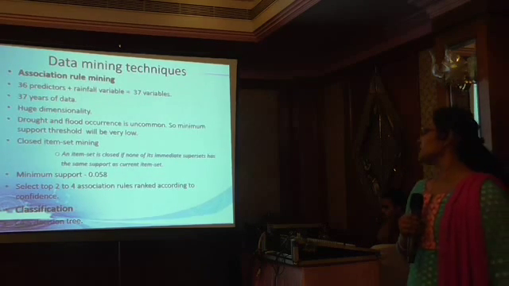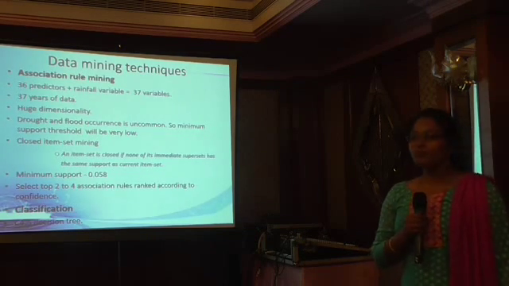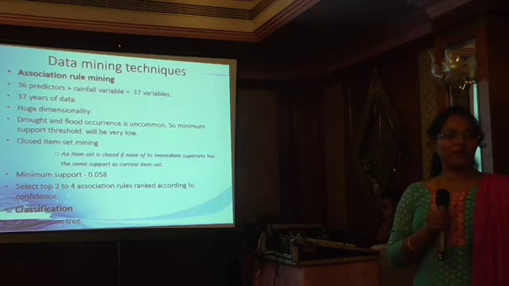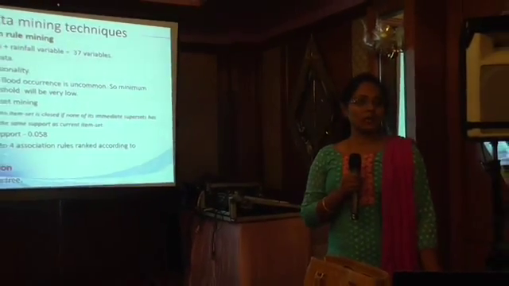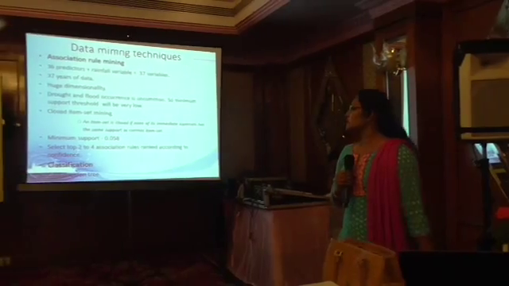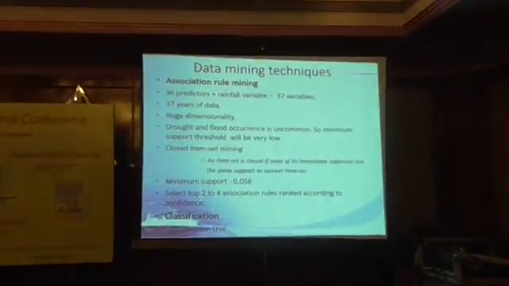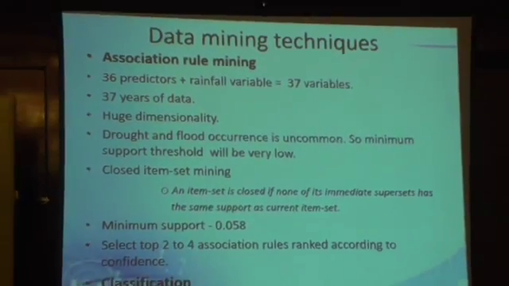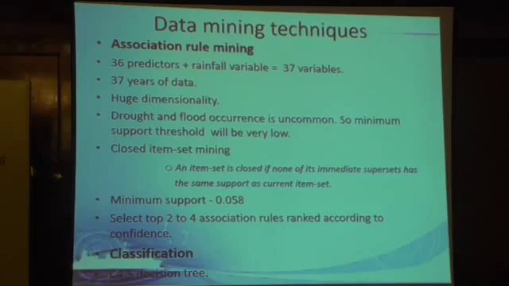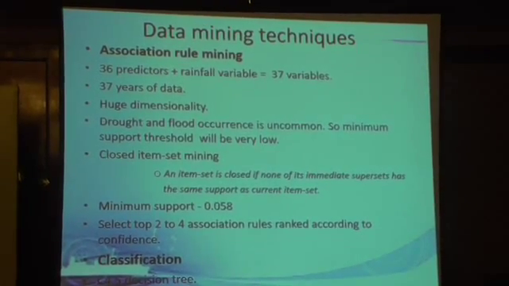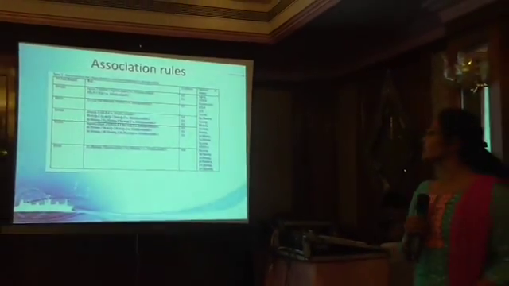An itemset is closed if none of its immediate supersets has the same support as the current itemset. The minimum support we have set is 0.058. If we had used the Apriori algorithm, we would have got around 20 to 30,000 frequent itemsets. In this case, with closed itemsets, we are getting around 1000 frequent itemsets, from which we are selecting 2 to 4 association rules ranked according to confidence. Then we are using a decision tree based classification algorithm.